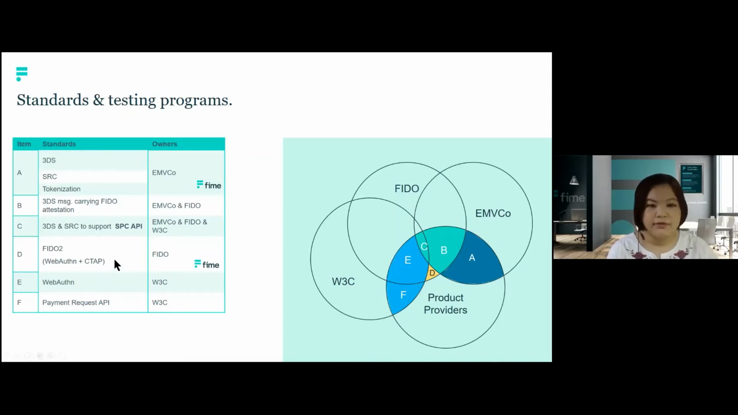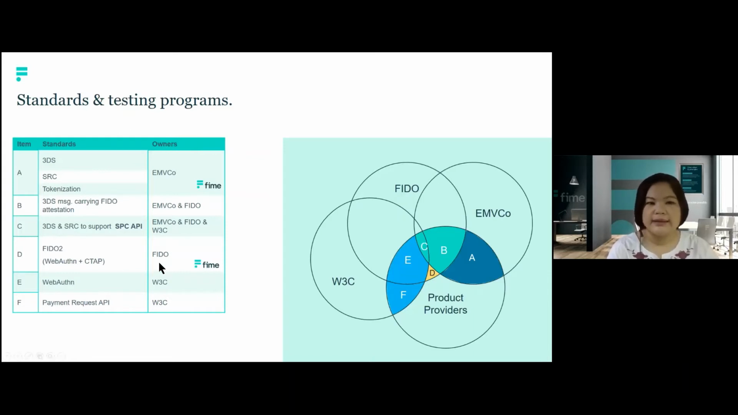And then we can look at FIDO Alliance. Their latest specification, FIDO2, contains two parts. WebAuthn, web authentication, is the standard developed by W3C to enable FIDO authentication in a browser. And on the other hand, CTAP stands for Client to Authenticator Protocol. This is the way for FIDO authenticators to communicate with the browser. It can be a built-in authenticator like a mobile device or desktop, or another connected device via NFC, Bluetooth, or USB.